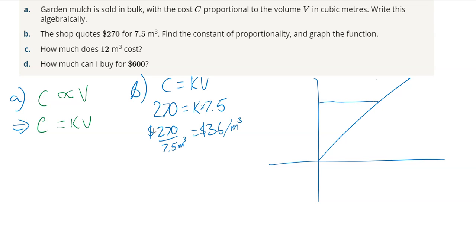So it's a straight line. We've got that line there. Probably should put this across here. This was the 270, and this was how many cubic meters? 7.5. And that, yeah, essentially that's it. And our function here would be C equals 36V, if this is C, and this is V.